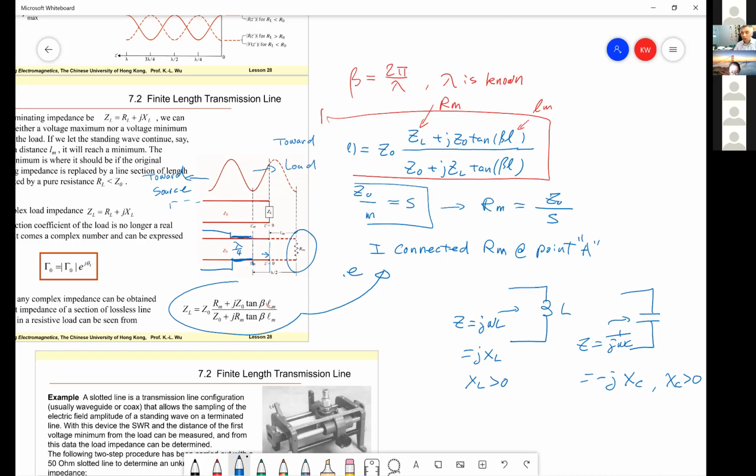Okay, so if you want to shift toward the load or shift toward the source, it depends on your application. What do you want to do? It's not dependent on me. It depends on what you want to do. Okay.